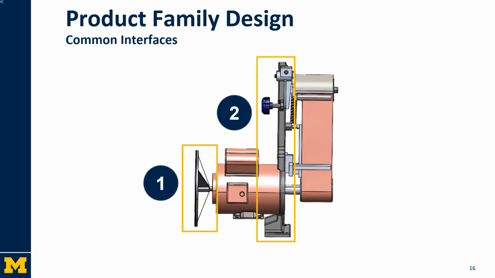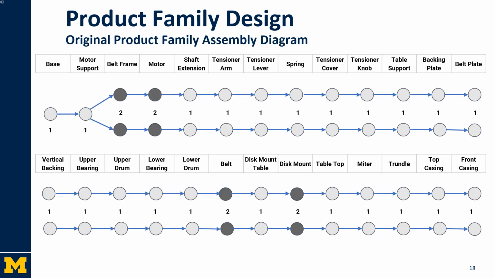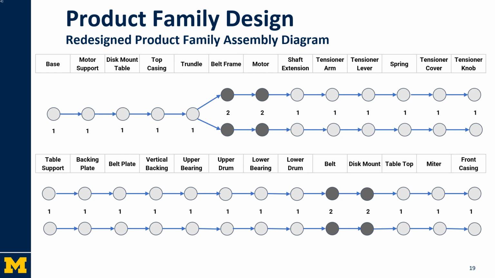Based on these differences, there are two common interfaces that can be seen in the subassembly on this slide. The two interfaces can be seen here in more detail. It includes the disc racking on the left and the metal frame on the right. The product family diagram shows the original version of the product. The original assembly sequence runs parallel. In the modified assembly, the disc mount, top casing, and trundle are selected first. It is difficult to optimize further assembly because the sequence of assembly has to be in a particular order with certain stages depending on completion of others.